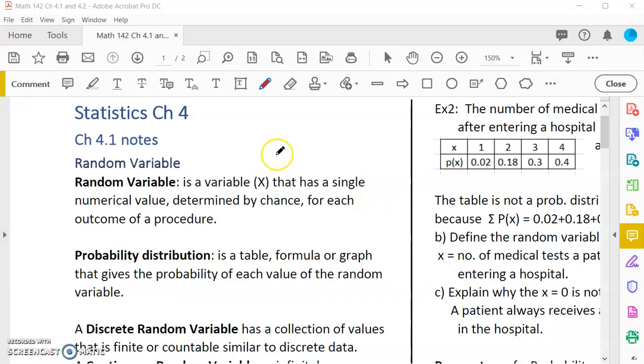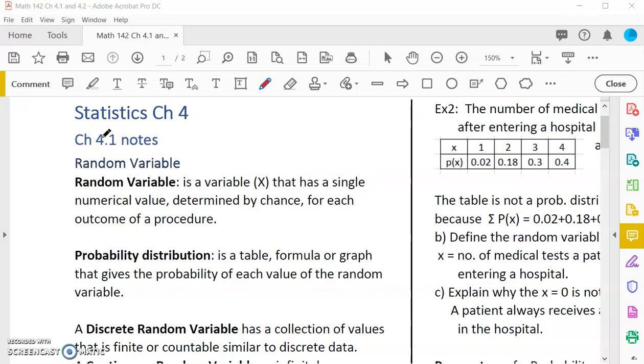To begin with, we will look at what a random variable is, and then we will talk in more detail about discrete random variables, which is the main focus of 4.1. In 4.2, we will do applications of discrete random variables. In 4.3, we will do one specific discrete random variable, which is the binomial distribution.